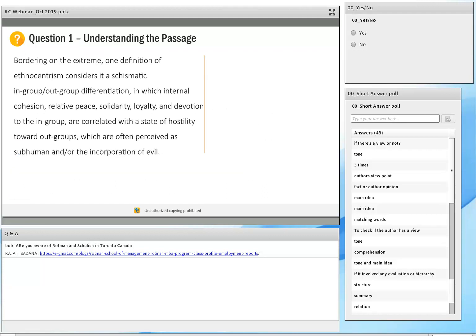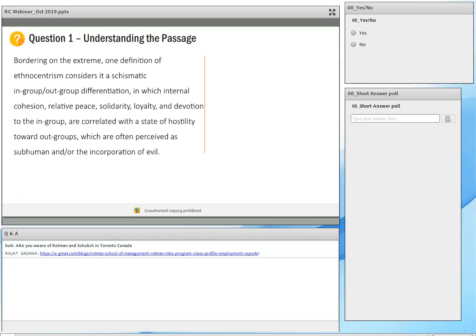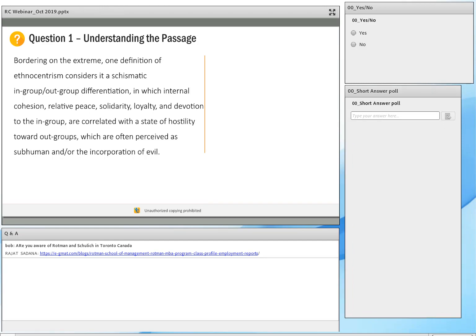Now what I'm going to do is show you how I read a passage whenever I see any passage. I'll show you what kind of notes I take, and I'll walk you through that process. So let me see if I can write down over here. Bear with me for just a couple of seconds, not minutes. All right. So I'm going to read this now. Bordering on the extreme, one definition of ethnocentrism.